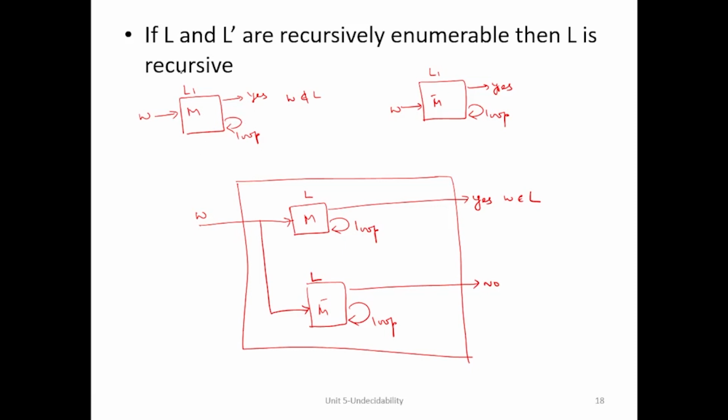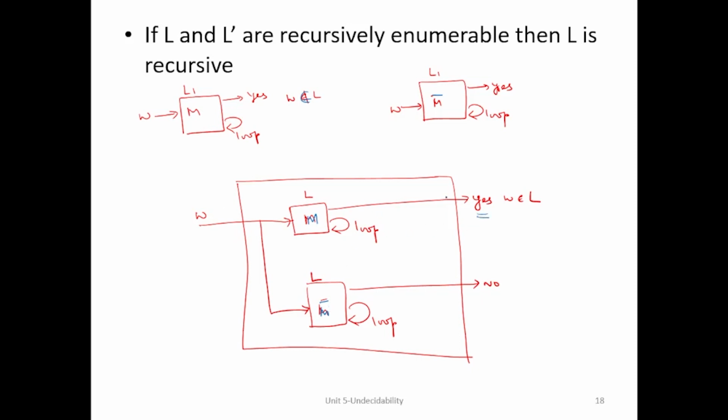The same notation is available. Here it is accepted by L. So if it is the complement, it will not be accepted by M dash. So it will automatically go to looping state. So recursively enumerable means the output of the machine is either S or looping. So consider L bar. Here this machine M and M bar is the complement of M. So if the same input is given to M and M dash, one accepts that particular state, the other will reject it. So if W is accepted by machine M, it will go to S state.